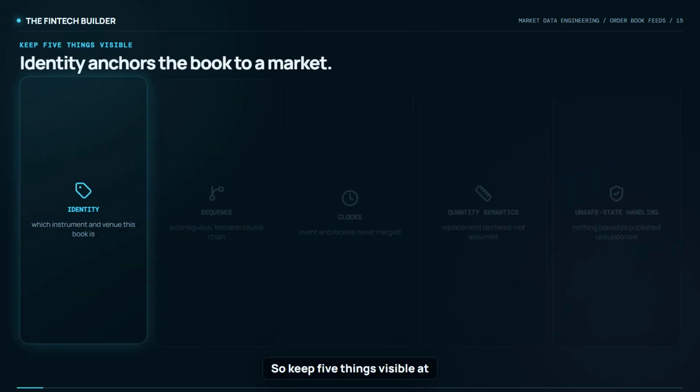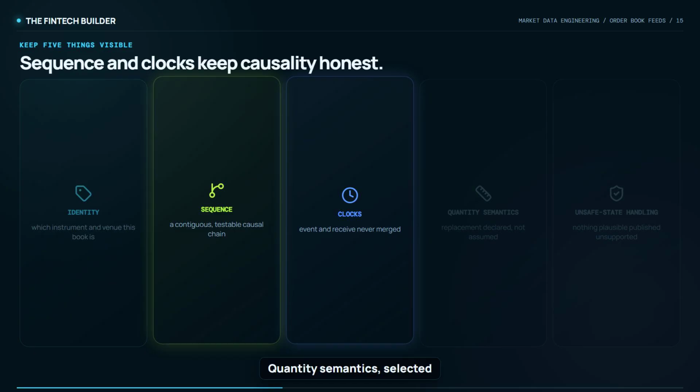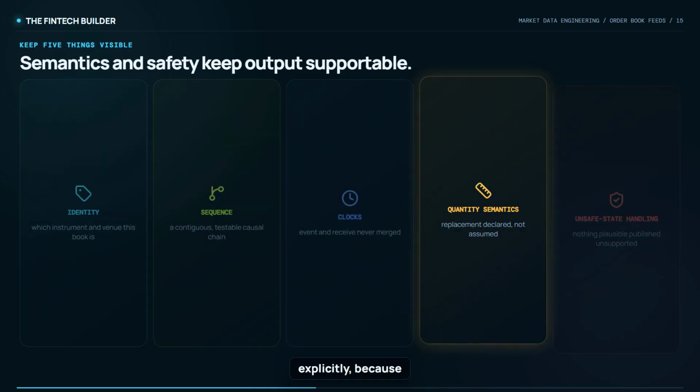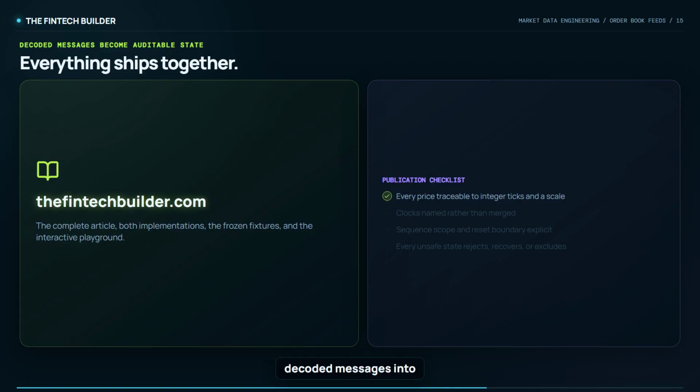So keep 5 things visible at all times. Identity, so you know which instrument and venue this book belongs to. Sequence, so the causal chain is contiguous and testable. Clocks, kept separate, so arrival never impersonates the venue. Quantity semantics, selected explicitly because replacement and sign change look identical on the wire. And unsafe state handling, so nothing plausible is ever published without support. That is what turns a stream of decoded messages into auditable market state.